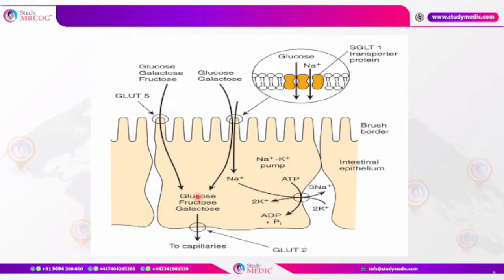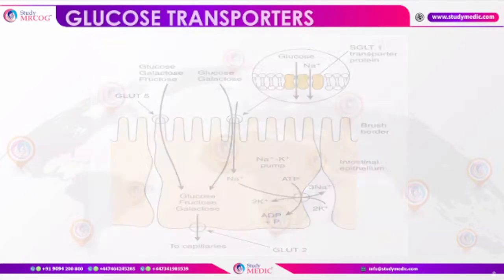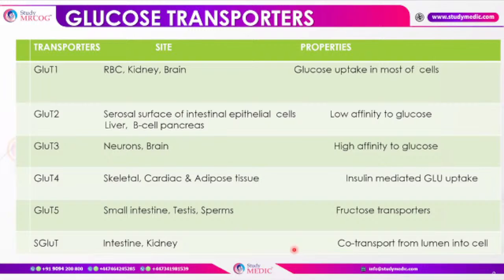Now the glucose inside the enterocytes will be taken up to the capillaries through the transporter called GLUT2. So at the intestinal level, the GLUT2 transporter is on the serosal surface of the intestinal epithelial cells. Likewise, there are many GLUT transporters present in various sites of our system. GLUT1 is present mainly in the brain, kidneys and RBCs. GLUT2, which we just saw, is present not only in intestinal cells but also in the liver and pancreas.